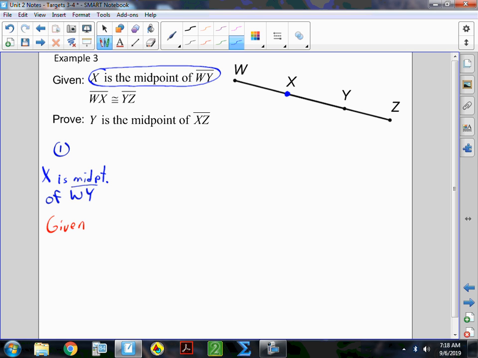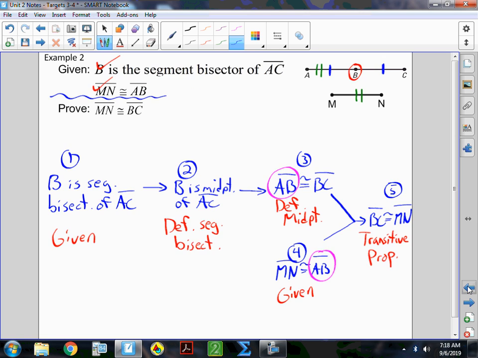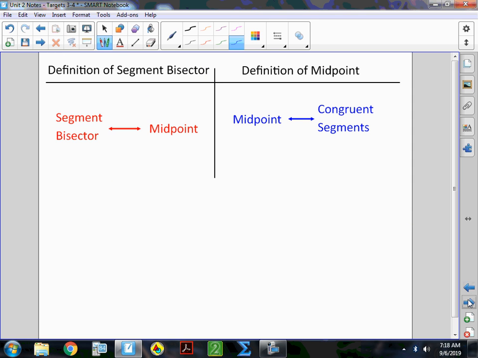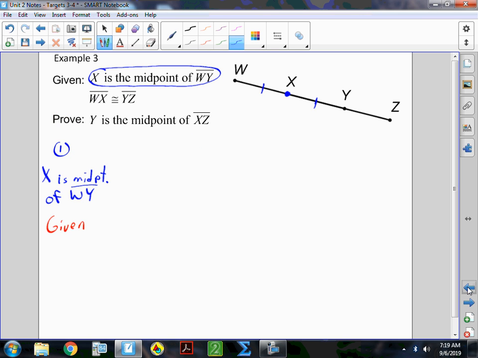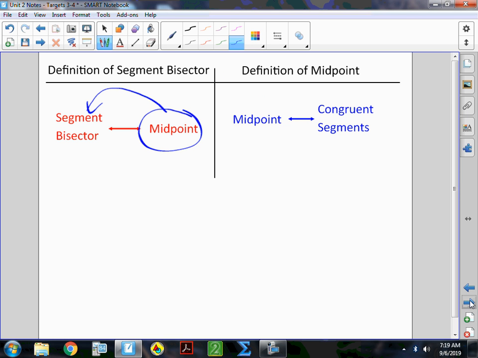That means that XW and YW are going to be congruent because that's the midpoint, right? We know that because there's a midpoint, we have congruent segments. Now, I could have said that because I have a midpoint, X is a segment bisector. That's just not useful right now, okay? So yeah, X is a segment bisector.